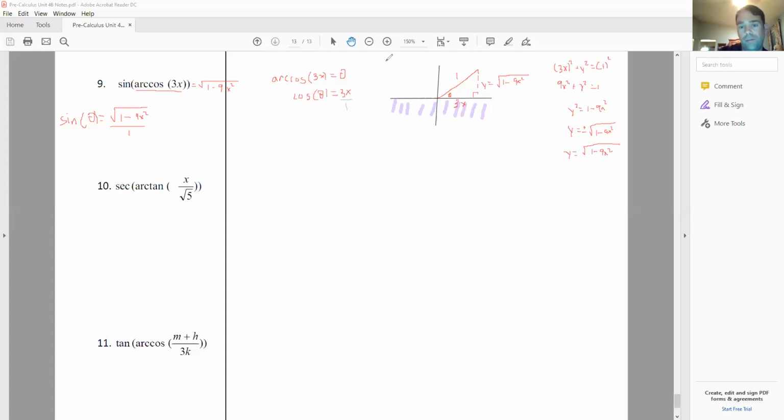All right, why don't you guys go ahead and pause the video and see if you can take a look at these next two. All right, let's see how you did here. So that right there is an angle, so secant of that angle. So arctangent of x over root 5 is some theta.